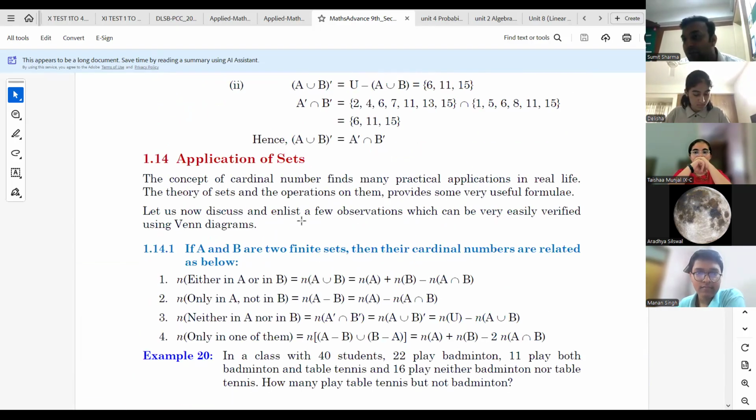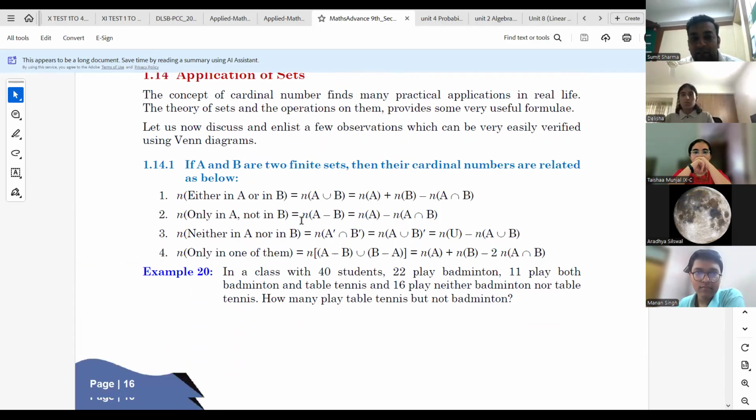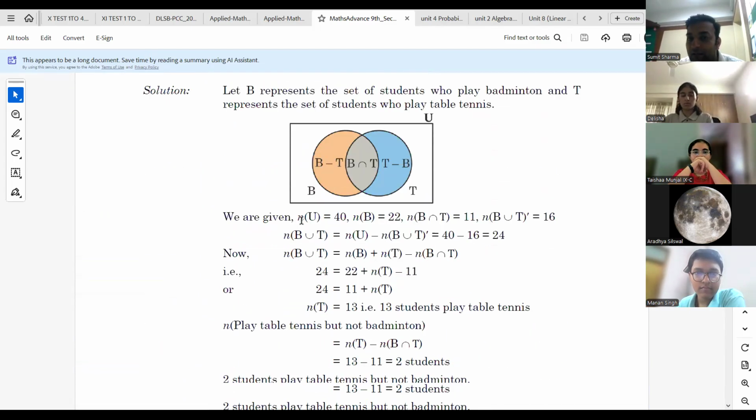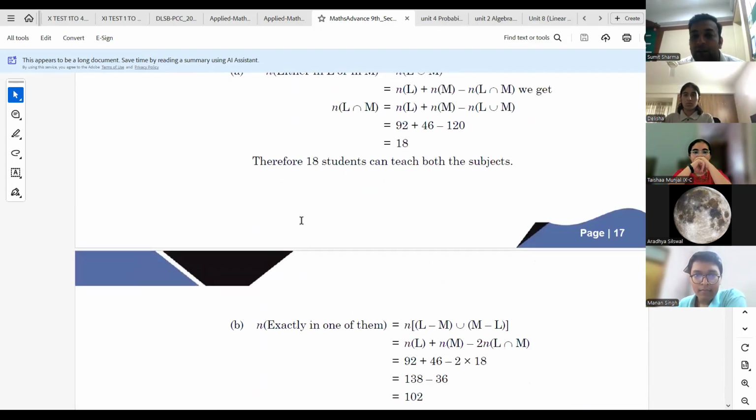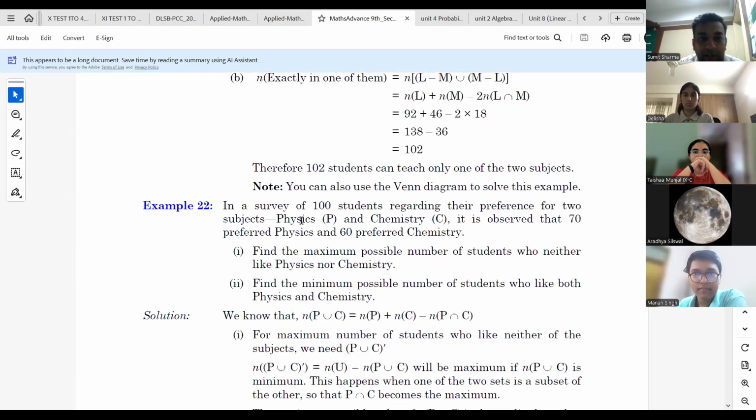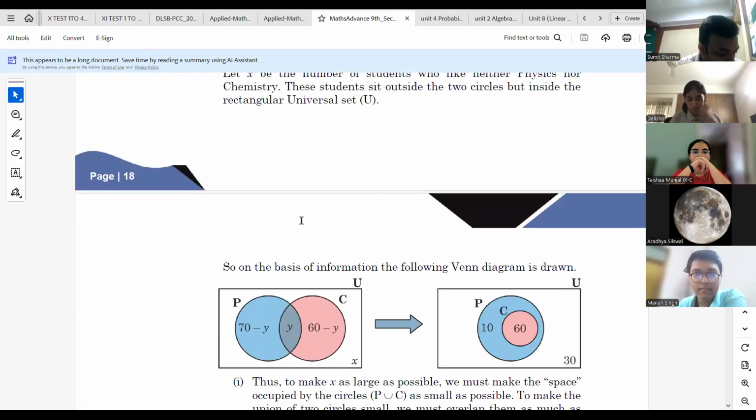So the application of sets, we will do in the next class. Right now, we are discussing the topics that we have learned so far, right? So it is exercise number 1.3, from question number 1 to 6. We will do it.